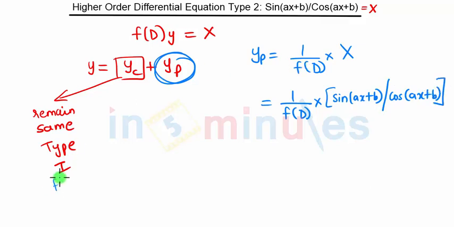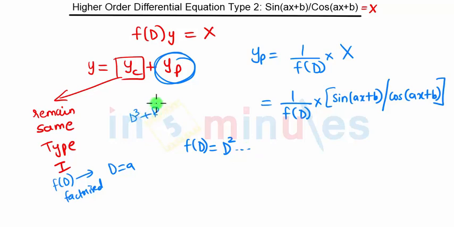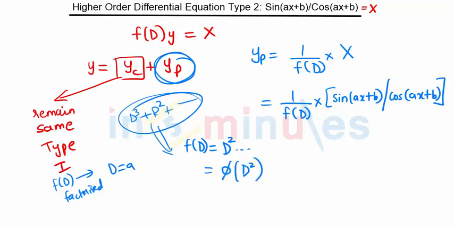In type 1 we used to represent f(D) in factorized form and we used to substitute D equal to a. In this we will represent f(D) in terms of D squared. So f(D) is a polynomial of D cube, something D squared, plus D. So we will represent f(D) in D squared, which will be called a function of D squared. So in type 2, remember, we represent f(D) in terms of D squared, so it will become a function of D squared, and this part will remain the same.